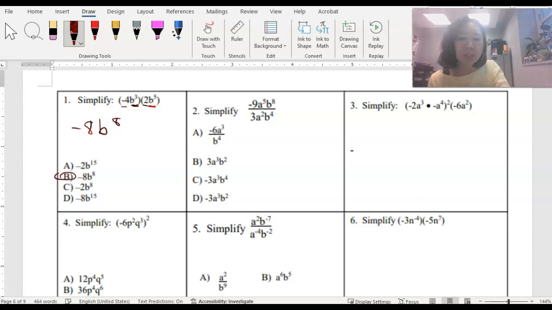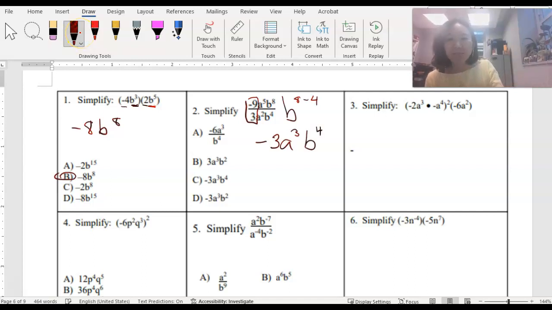For number 2, it says simplify, and so we're going to do this again, dividing our coefficients. -9 divided by 3 is -3. And then we have a to the 5th divided by a squared, and so that will be a to the 3rd power. B to the 8th divided by b to the 4th. So remember that's the same as b to the 8th minus 4. So that will be b to the 4th power.